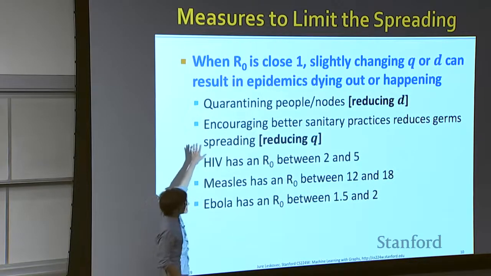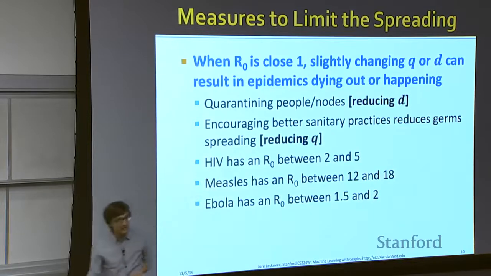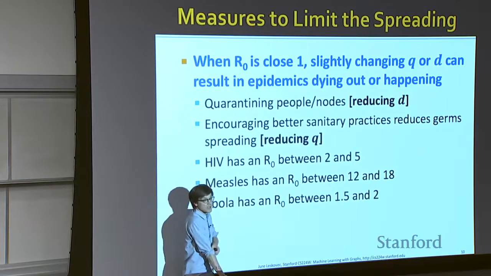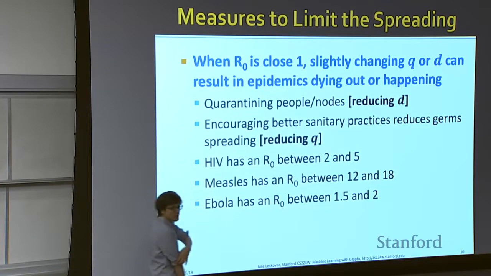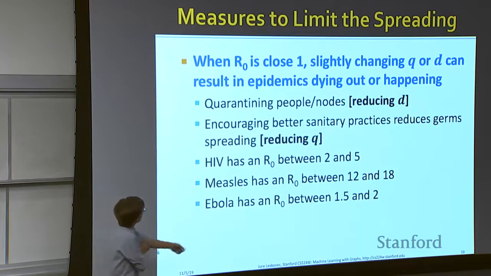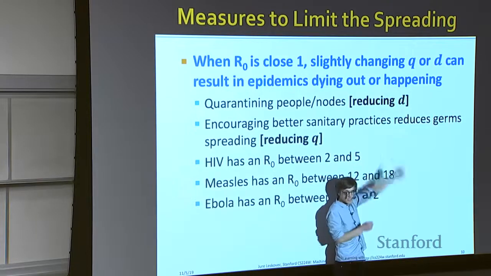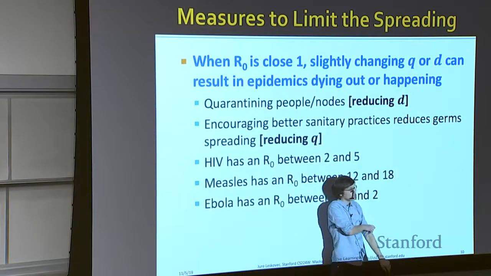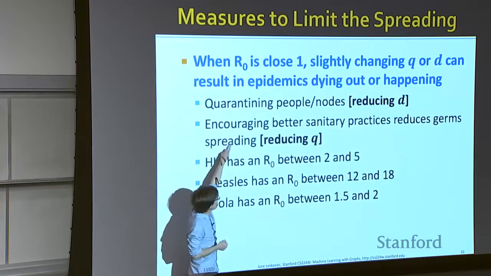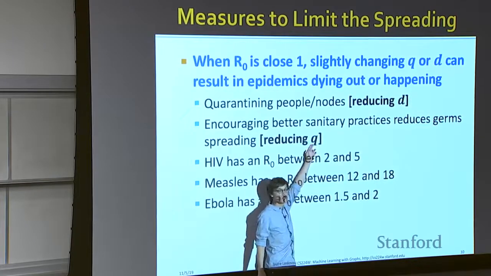The other thing you learn is how you would prevent epidemics. This Q and D help you. Your goal, if you are a public health official, is to decrease R0. How do you decrease R0? By either decreasing Q or decreasing D. You can quarantine people and say, stay at home, and you are decreasing D because you limit human contact. Or you can say, wash hands, cover your mouth, and now you are decreasing the transmission probability, Q.